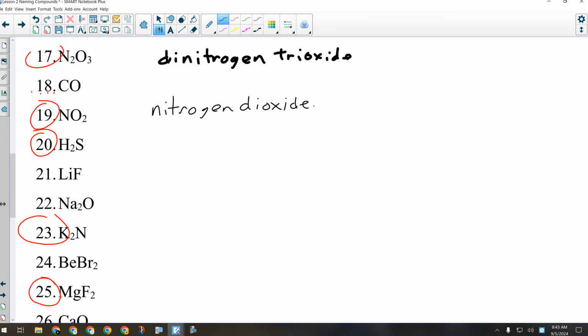Whereas with an ionic compound, like number 20, there's only one way that hydrogen and sulfur can go together, and that's it. Okay, so what would we call this stuff? Hydrogen sulfide or sulfuric acid.